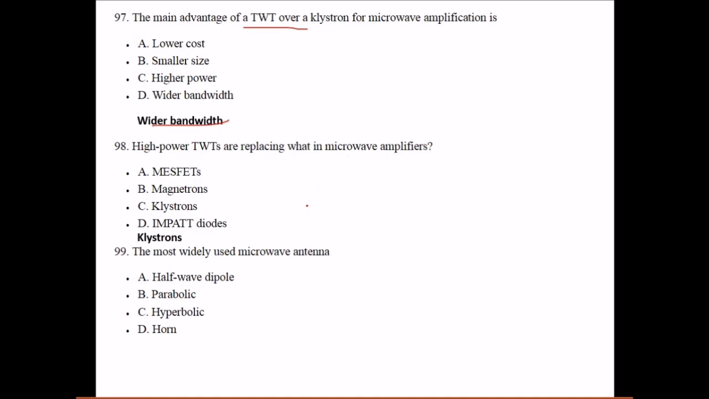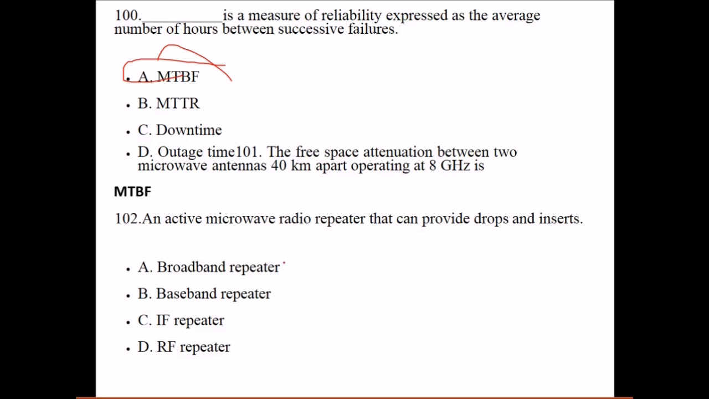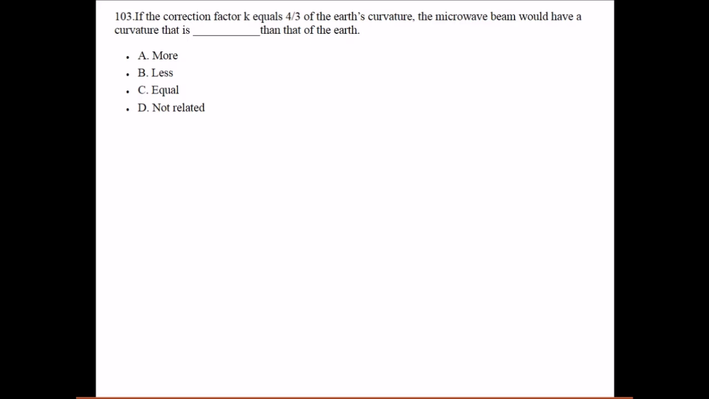The most widely used microwave antenna is horn antenna. This is the measure of reliability expressed as the average number of hours between successive failures. This is MTBF, mean time between failures. And an active microwave radio repeater that can provide drops and inserts is baseband repeater.